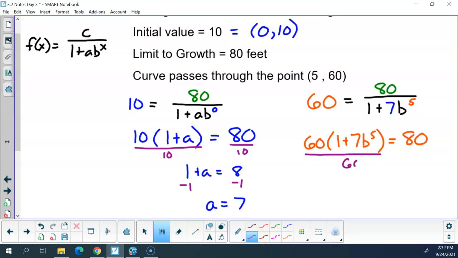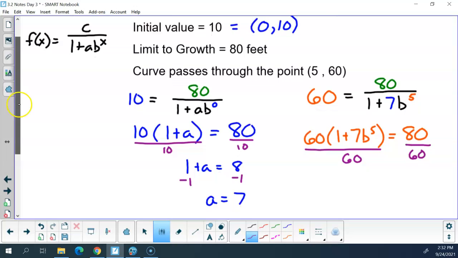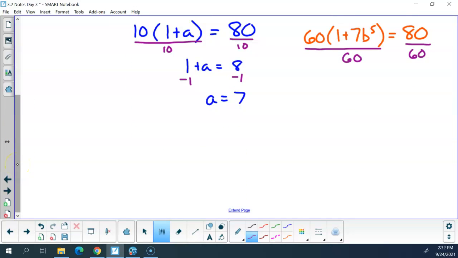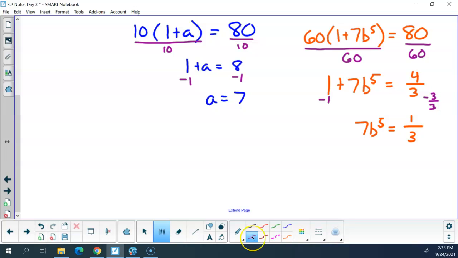Divide both sides by 60. That's going to give me 1 plus 7b to the 5th power equals 4 thirds. Then I'm going to subtract 1 on this side and 3 thirds on this side. So that's going to be 7b to the 5th is 1 third. Then I'm going to divide by 7 on this side, which is really multiplying by 1 seventh. So then b to the 5th is equal to 1 21st.